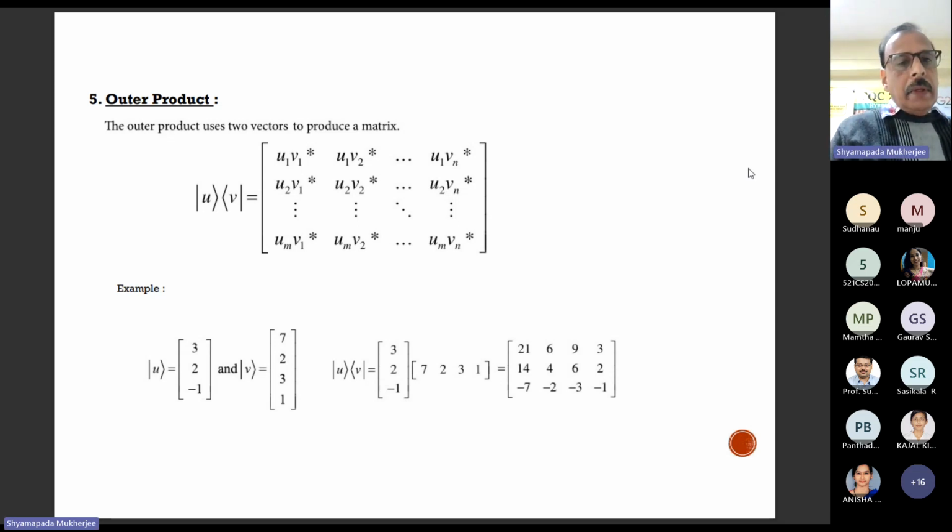For example, an example has been considered. U is equal to 3, 2, minus 1. V is equal to 7, 2, 3, 1. All the numbers are real, so there is no change in the star notation. So it is 3, 2, minus 1 multiplied by 7, 2, 3, 1. You see, U ket is a 3 cross 1 matrix, and V is a 4 cross 1 matrix, but the outer product of the matrices is 3 into 4. See, it is not normal matrix multiplication. It is the outer product of two matrices.